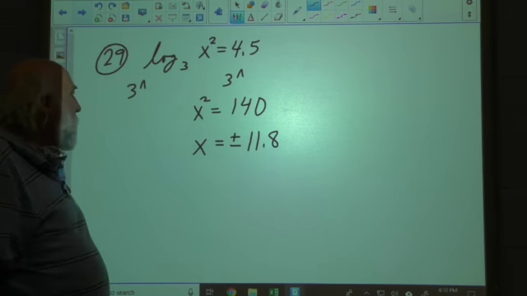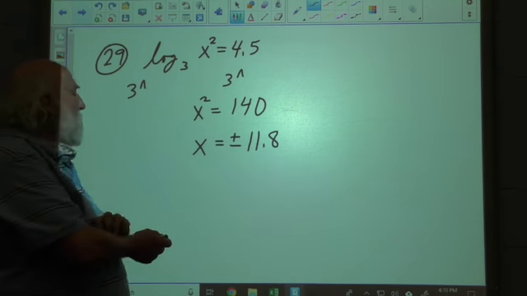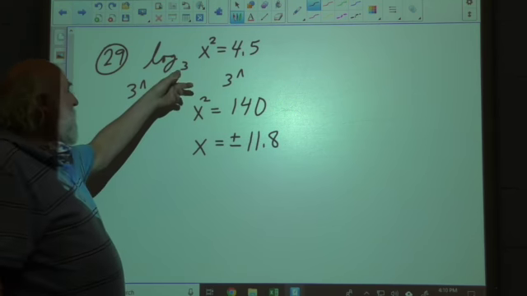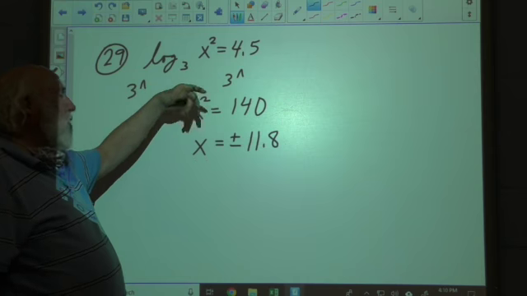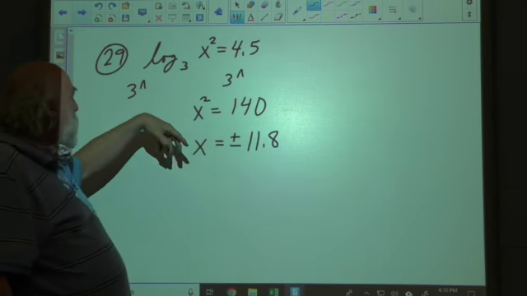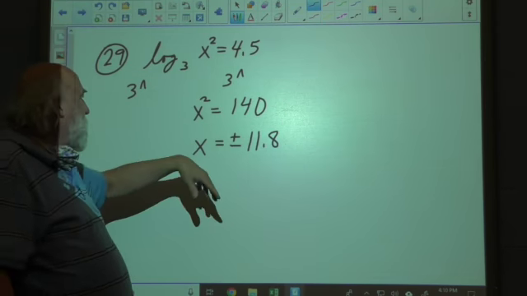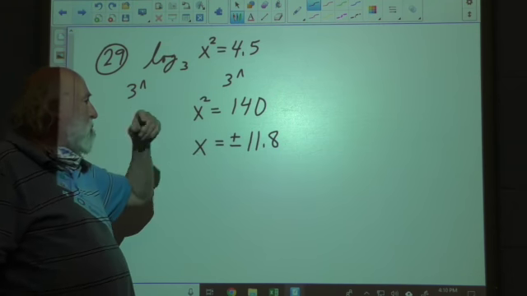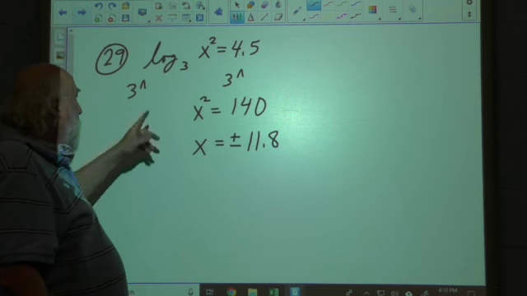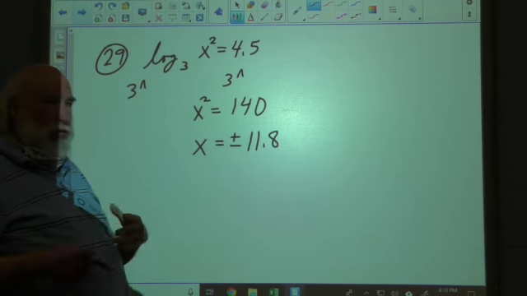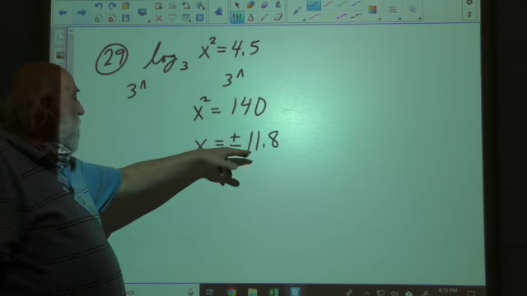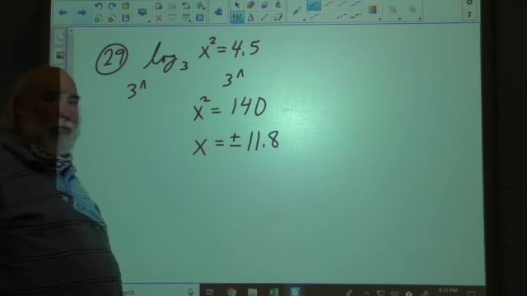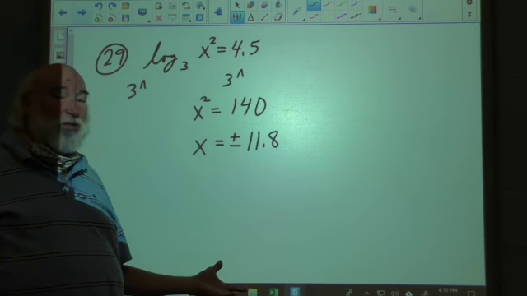Last one. There's a number of ways that we could have done this one. This is the way I prefer to do it. I like getting rid of the log 3. So I take 3 to the power of both sides. It gives me x squared equals approximately 140. 3 to the 4.5 power is 140. You take the square root of that, which means you're going to get two answers, a positive and negative, and the answer is 11.8. That's all there is to it.